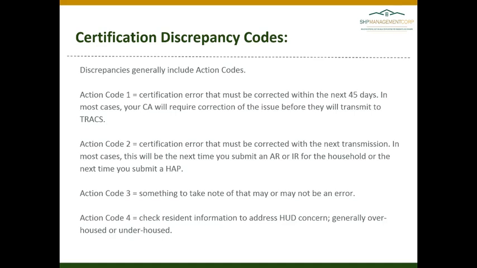Action code 2 is an error that must be corrected with your next transmission. So in most cases, this is going to be the next time you submit an AR or IR for the household, or the next time you submit a HAB.